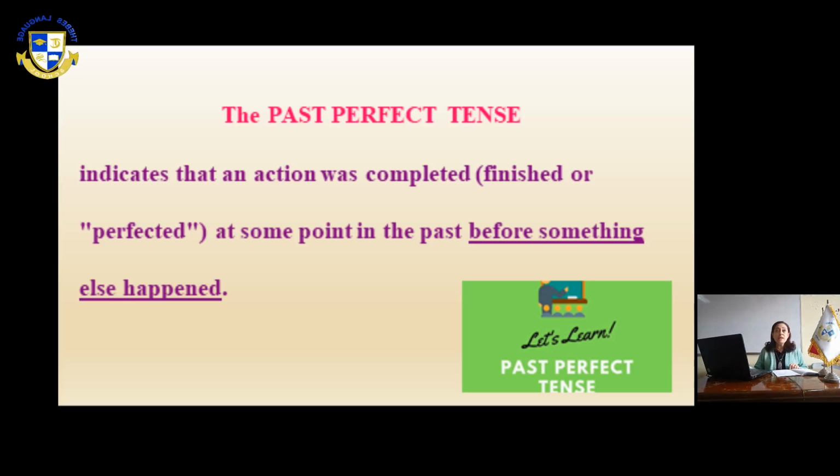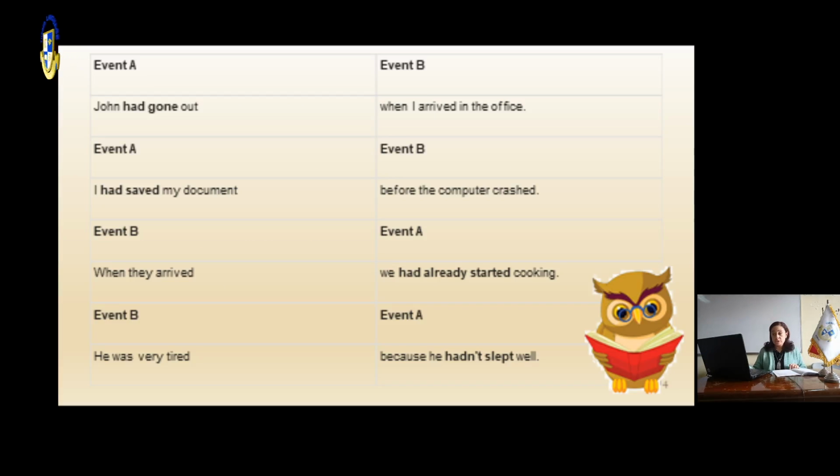Slide 14, we have some examples here talking about first action and second action. Of course, John had gone out. This is the first action. That's why I used here past perfect. When I arrived in the office, it's the second action, and that's why I'm using here past simple. I had saved my document. This is what happened first. That's why had saved, past perfect. Before the computer crashed, here past simple because it's the second action, and so on.